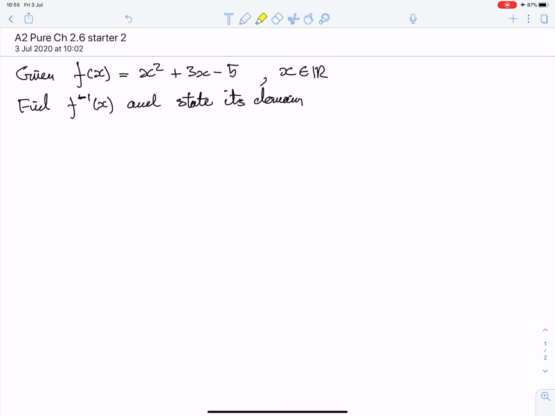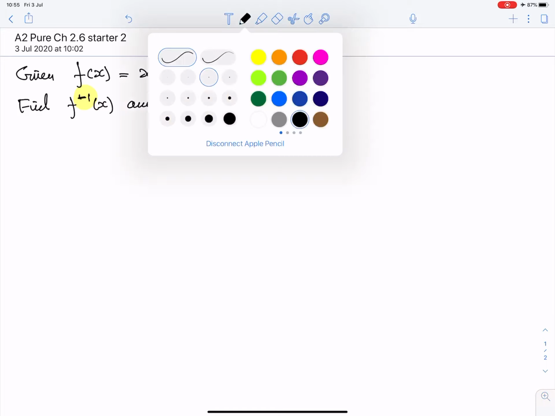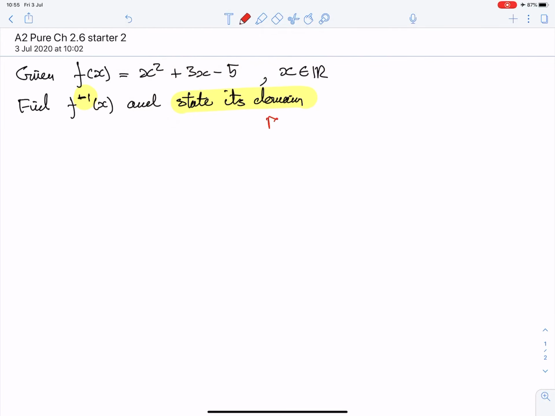So given f of x, this is starter 2 for chapter 2.6, sorry. Given f of x equals x squared plus 3x minus 5, x is a member of the set of reals, find f inverse of x and state its domain. So, state its domain for f inverse of x. So we know that that's the range of f of x. So when we need this, we've tended to start by sketching.